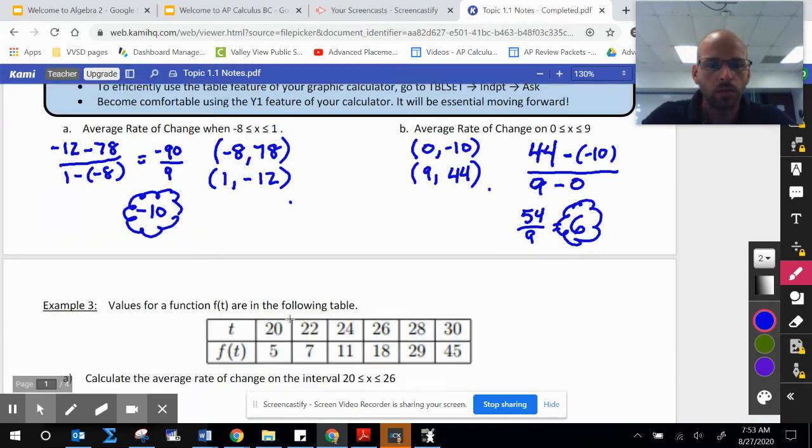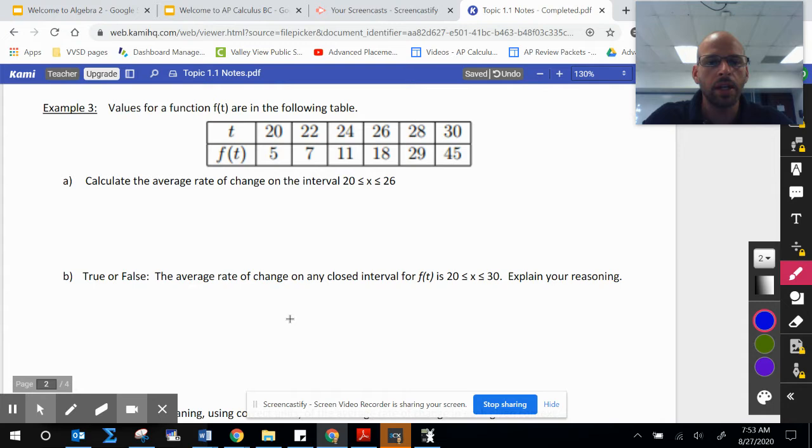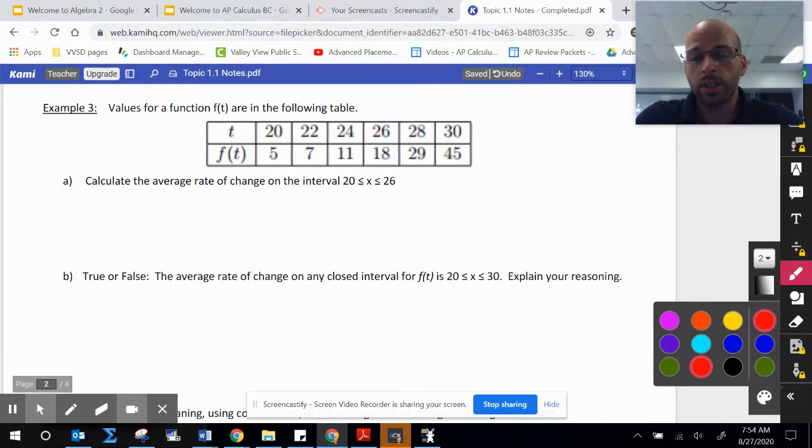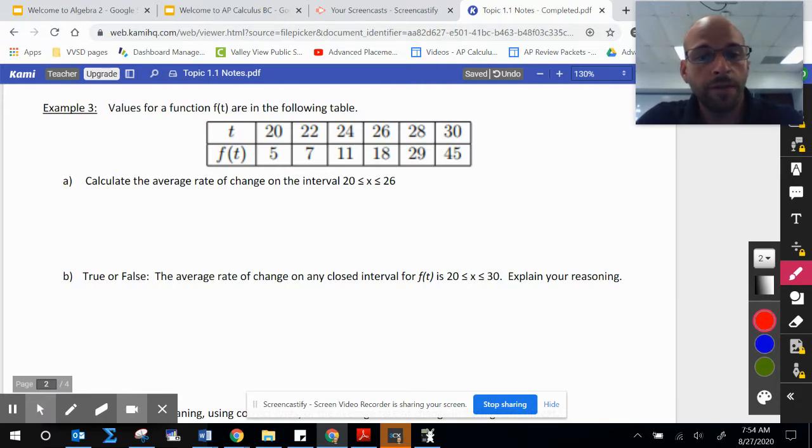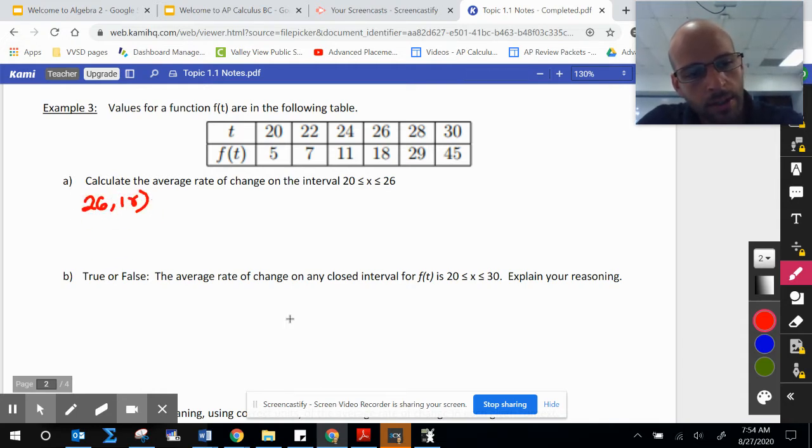All right. So we're going to scroll down. So we're going to do the same thing. We're going to find the average rate of change from a table of values. So in this case, if you want to pause it, you can find the average rate of change and just check your answers along the way. I'm going to change the color of my pen here just to make something different. So at 26, I know I have the y value of 18.